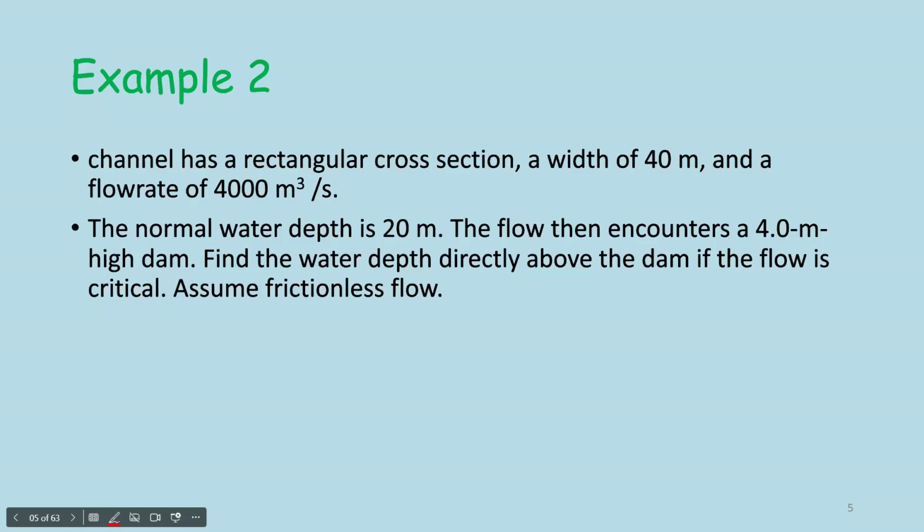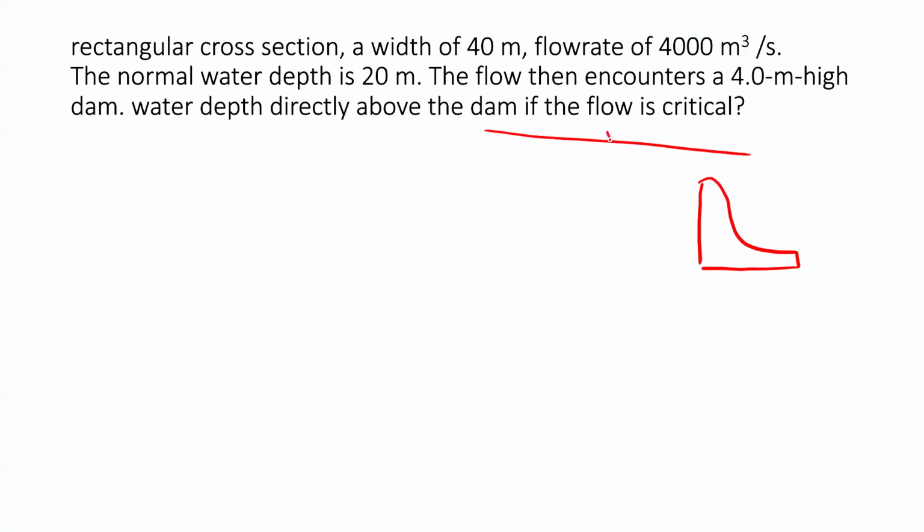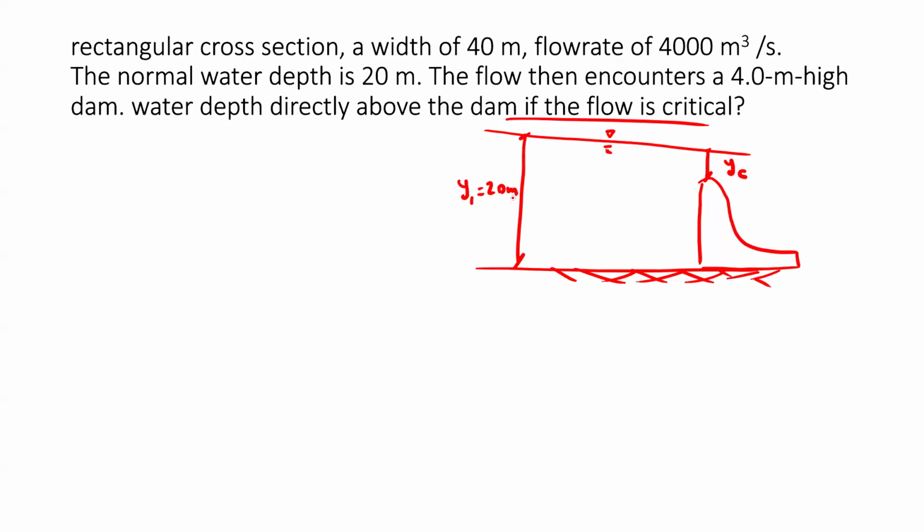From the point of view that I'm seeing this, it should be something like that. There is a dam here. The water is here, approaching the dam. And it says that here above the dam, you will experience YC, which is critical depth. Here you have Y1, which is 20 meter. It says that upstream of the dam, the depth is 20 meter.